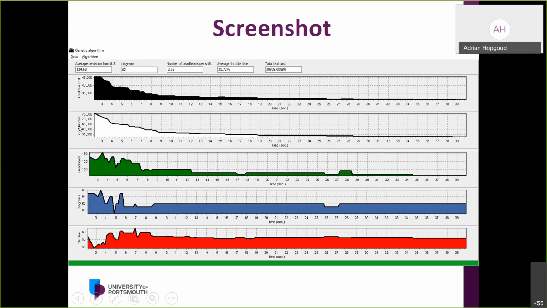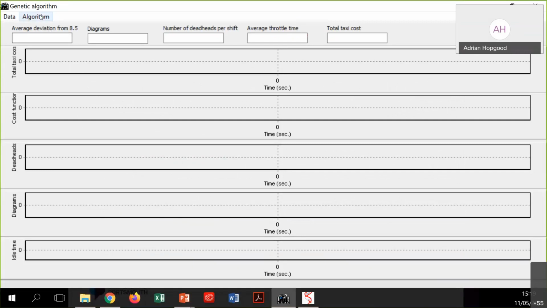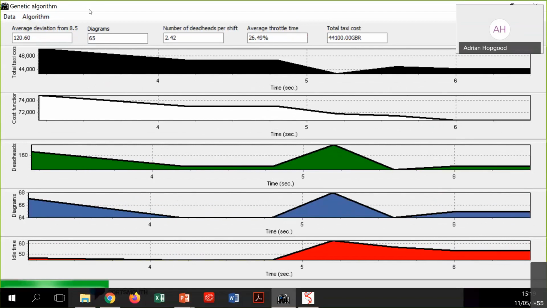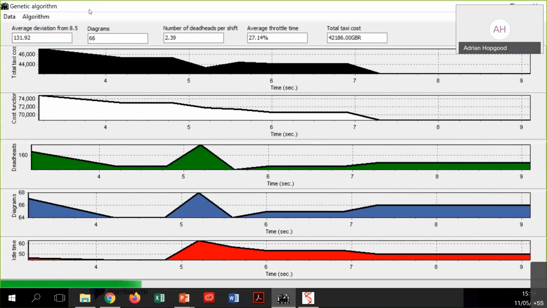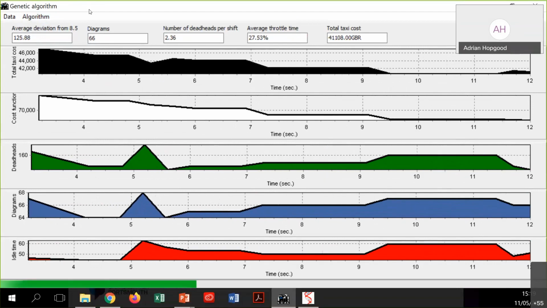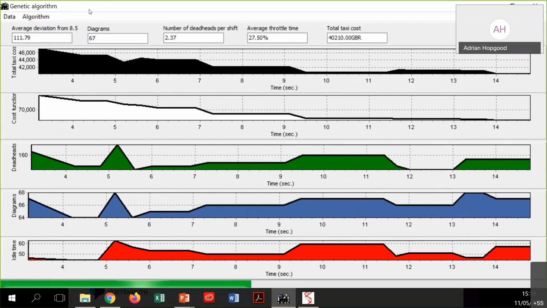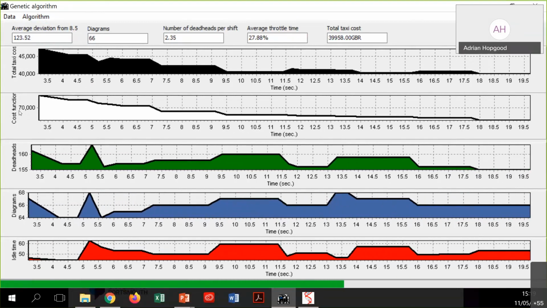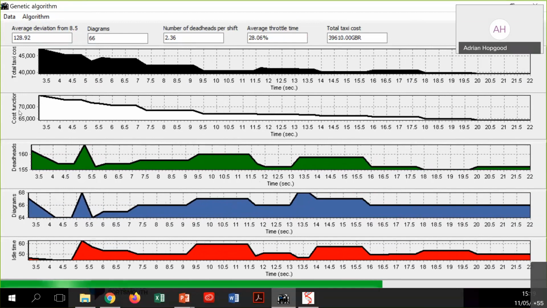Right, this software is a bit unreliable, but I'll see if I can run that for you. So this is the software, and I'm just going to run it now, hopefully. Okay, so what you'll see here is some evolving graphs through time as the schedule for the drivers is getting more and more efficient. And if you look at that second graph down, the cost function graph here, you see that cost function going down as the genetic algorithm is doing its task.